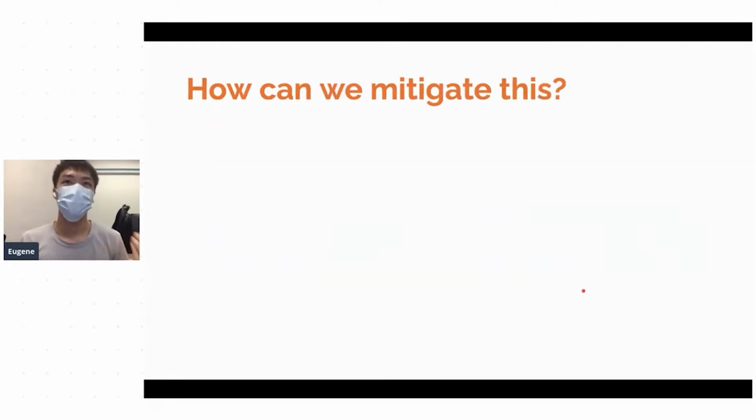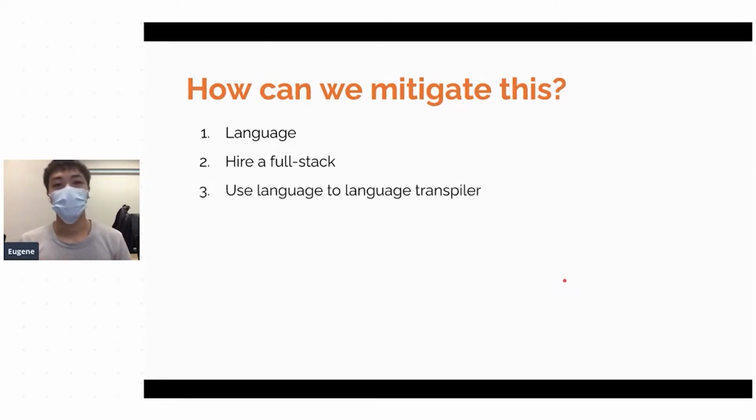So how can we mitigate this? The first way we can attack this problem is from the language perspective. We can use the same language, or some kind of code generation. For example, if we use JavaScript, we can use JavaScript on both sides, backend and front end. The second one is that we hire a full stack developer, who will do all the tasks from backend to front end. The third one is that we can use a language-to-language transpiler. The language-to-language transpiler is not very reliable, and I don't think most people will trust it.